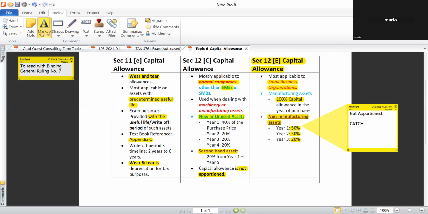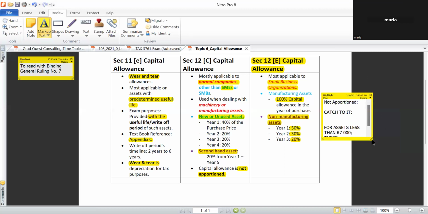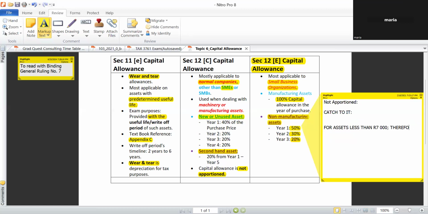There is a catch to it. So here is the catch. For assets less than 7,000 rands. In other words, if the non-manufacturing asset in question has a value of less than 7,000 rands, here are the consequences to that. Therefore, section 11E, wear and tear provisions would apply.